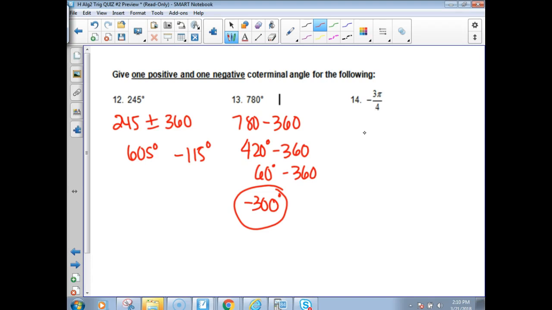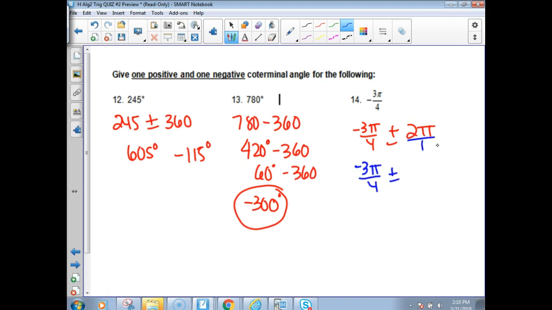All right. This one, 3 pi over 4, we need to add and subtract 2 pi. 2 pi is once around the unit circle. So that's 2 pi radians is 360 degrees. So I'm adding or subtracting 2 pi. How do you do that?